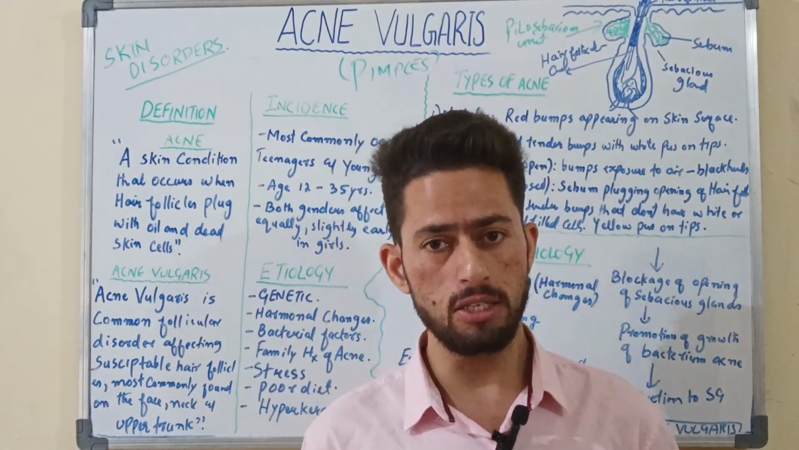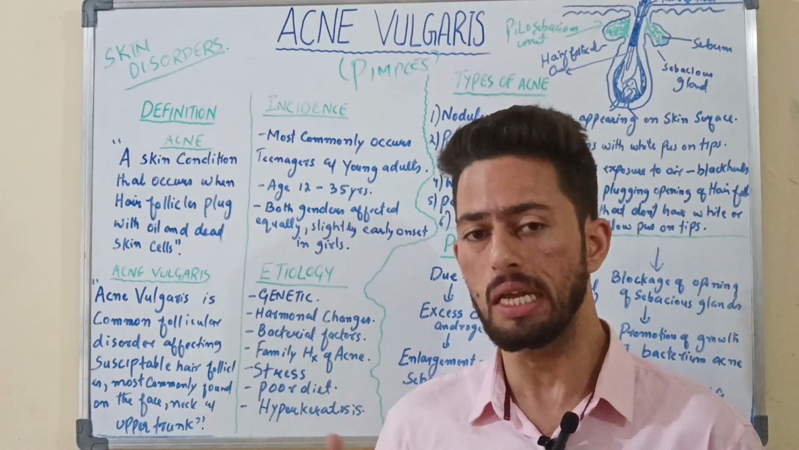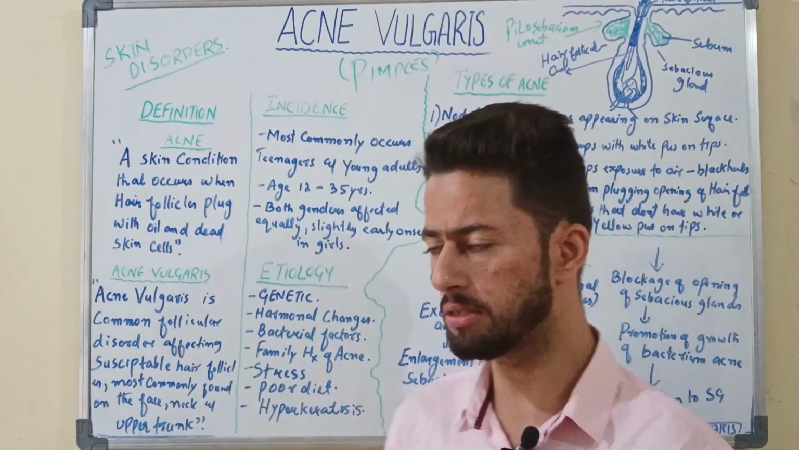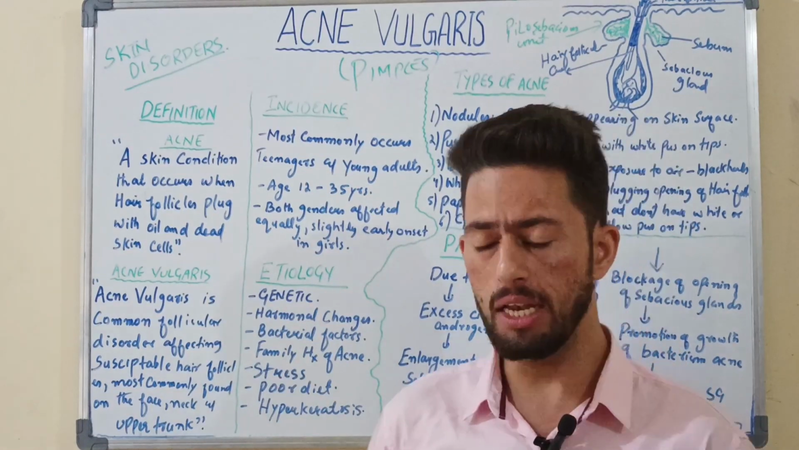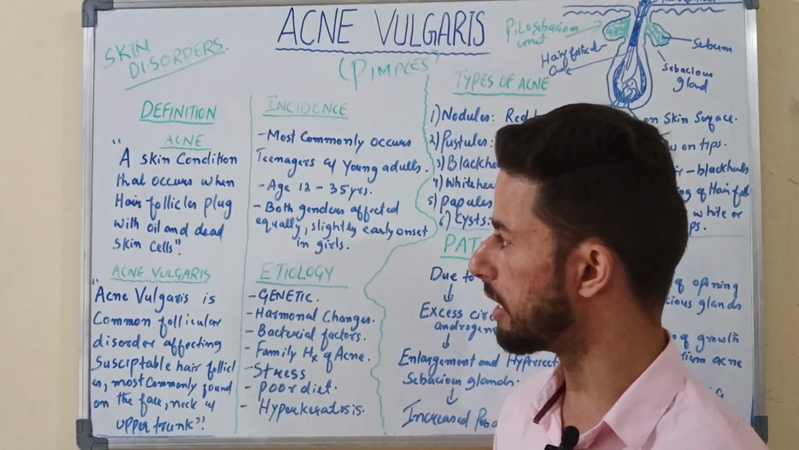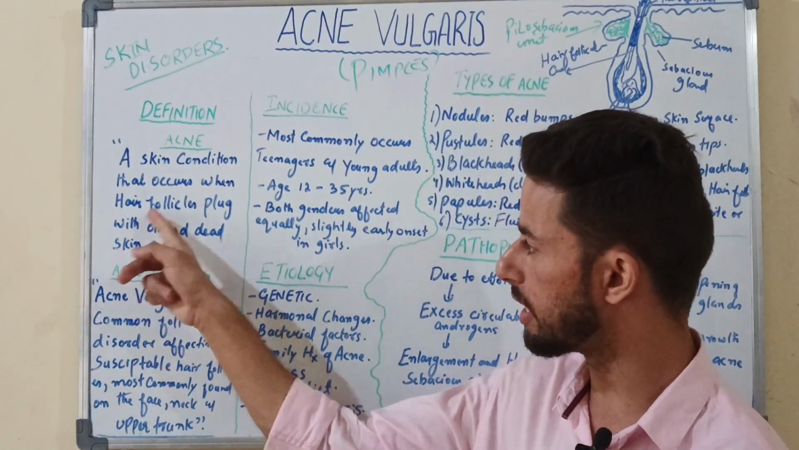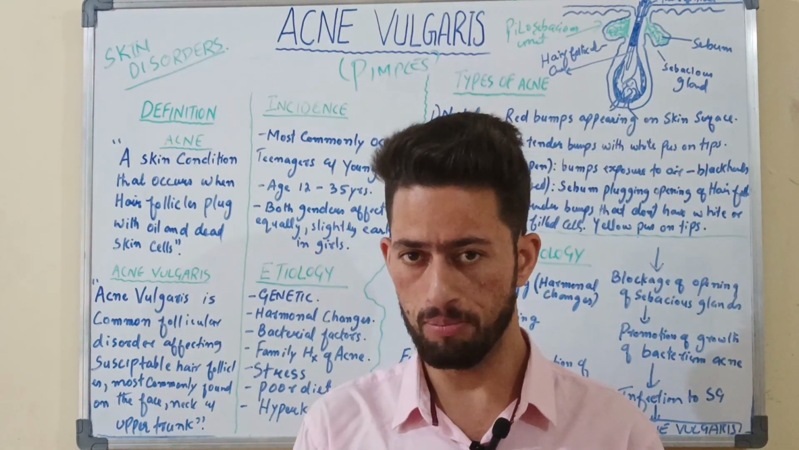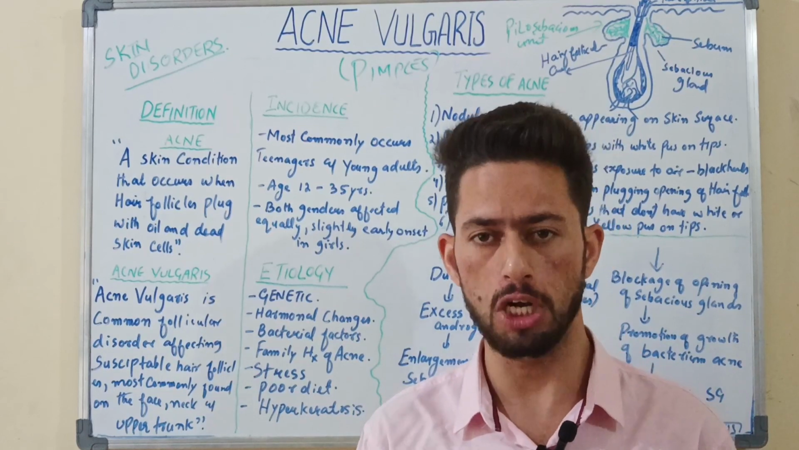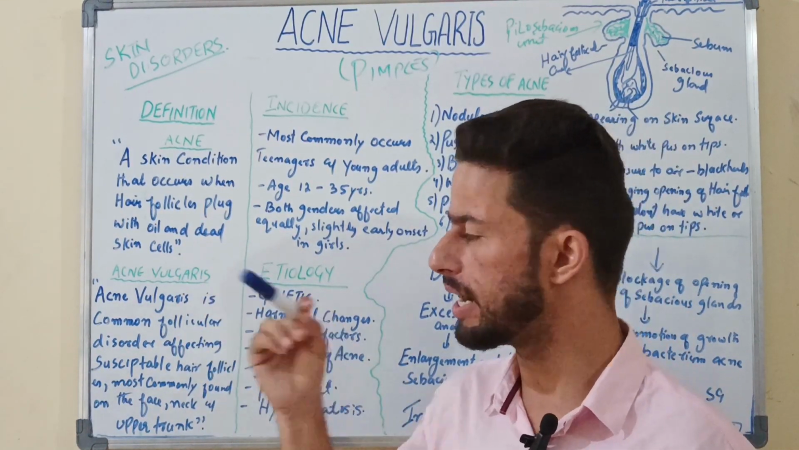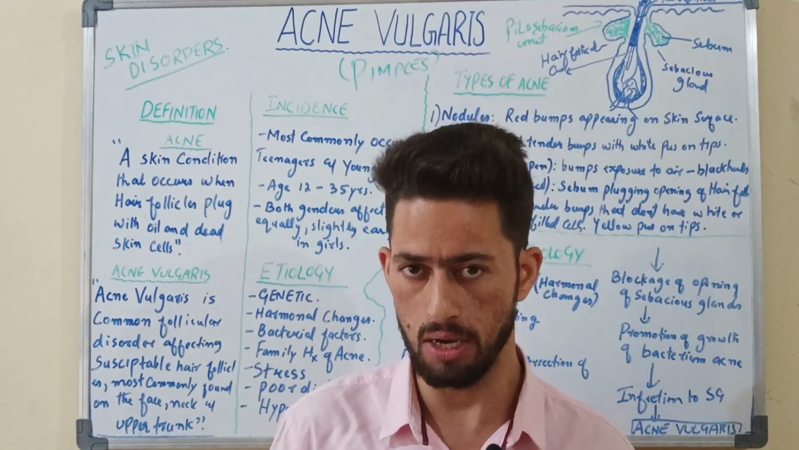Next, let's see what acne vulgaris is. First let's talk about acne. Acne is a skin condition that occurs when the hair follicles are plugged, meaning blocked or obstructed, with oil, dead cells along with the bacteria.